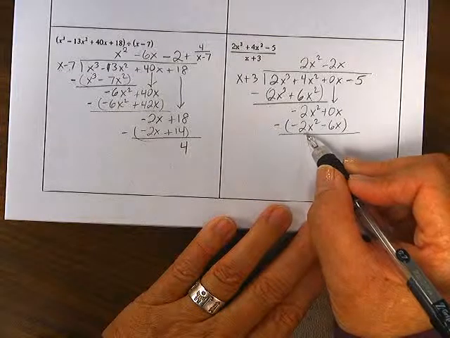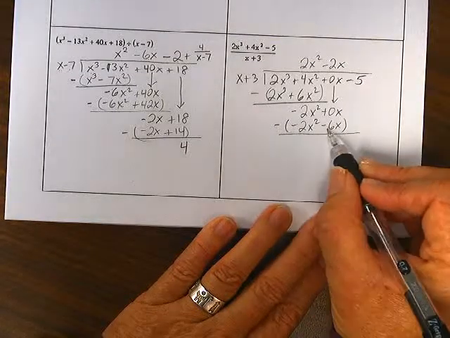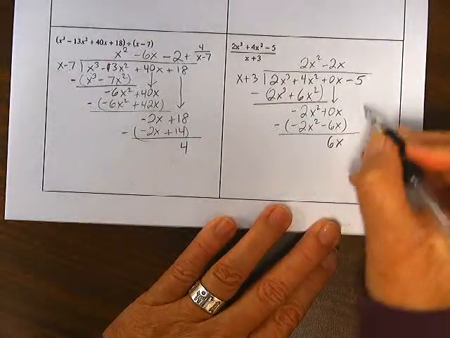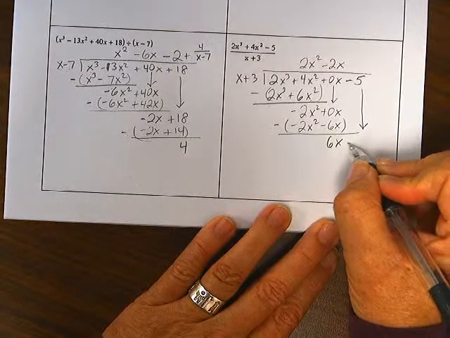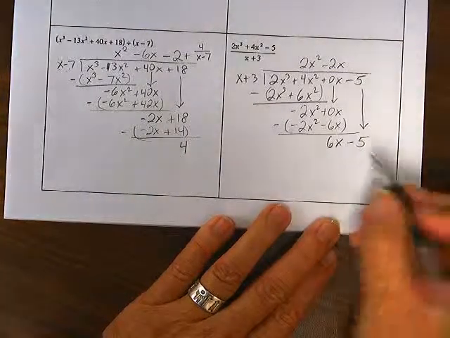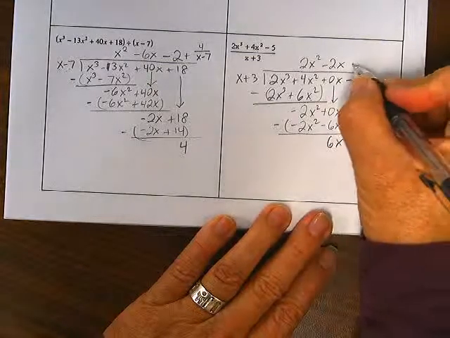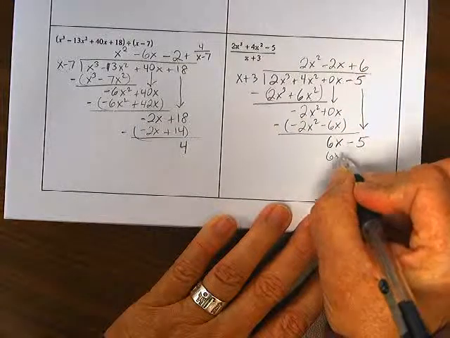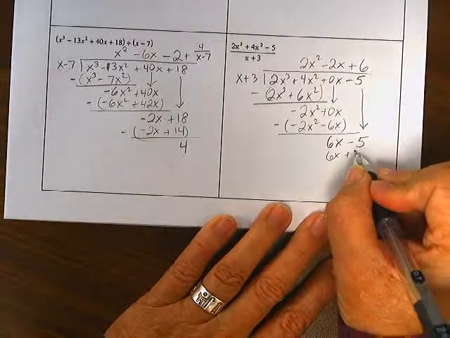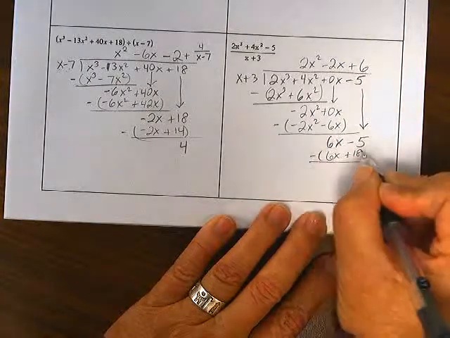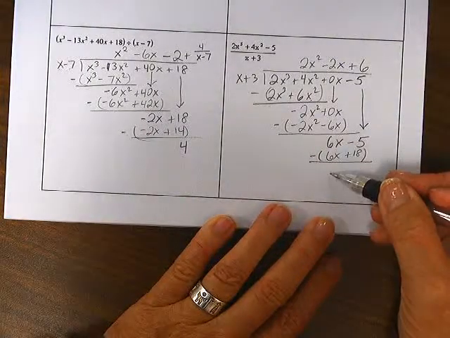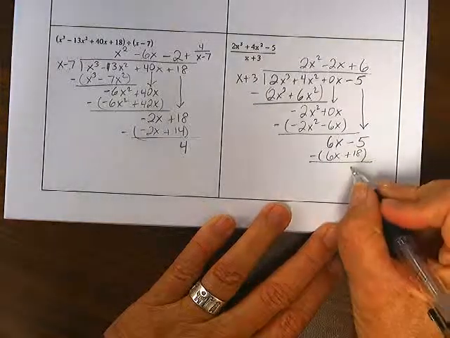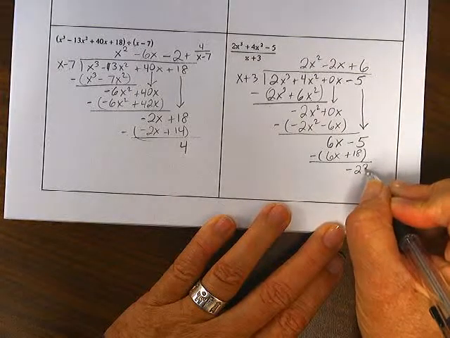Our x squared terms cancel. Now I have 0x minus a negative 6x, so that becomes positive. 0x plus 6x gives me 6x. And we bring down that last term, minus 5. X goes into 6x 6 times, so plus 6 on the top. 6 times x is 6x. 6 times 3 is a positive 18. And we're subtracting this. X terms will cancel. Negative 5 minus 18 gives me a negative 23.